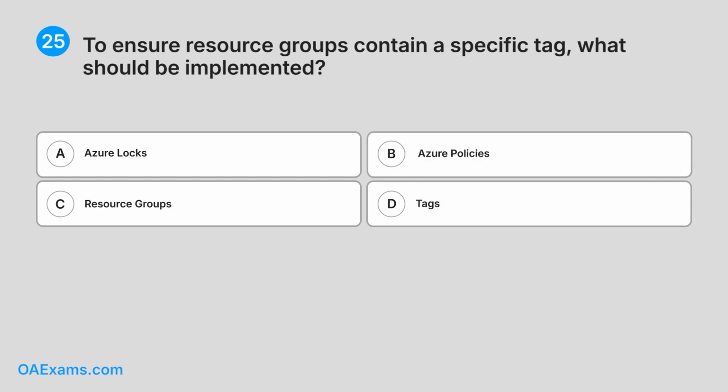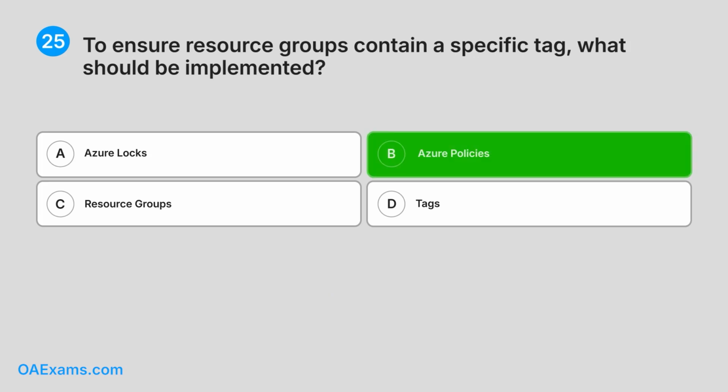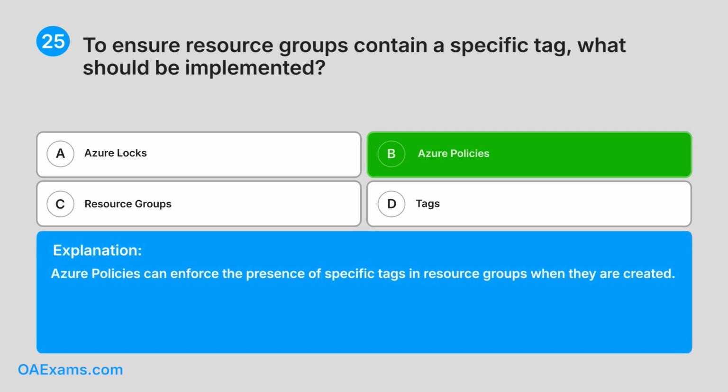25. To ensure the resource groups contain a specific tag, what should be implemented? A. Azure Locks. B. Azure Policies. C. Resource Groups. D. Tags. Can you guess the answer? Correct answer. B. Explanation. Azure policies can enforce the presence of specific tags in resource groups when they are created.